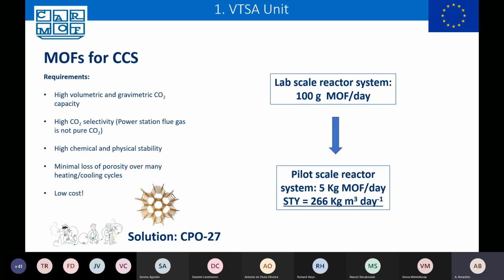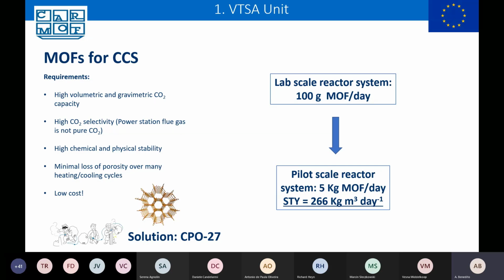To develop these pasties able to make monoliths for CO2 absorption, we have developed different MOFs suitable for CCS processes with different requirements. The first requirements are high volumetric and gravimetric CO2 capacity, high CO2 selectivity, high chemical and physical stability, minimal loss of porosity when doing multiple heating and cooling cycles, and of course, a low cost.